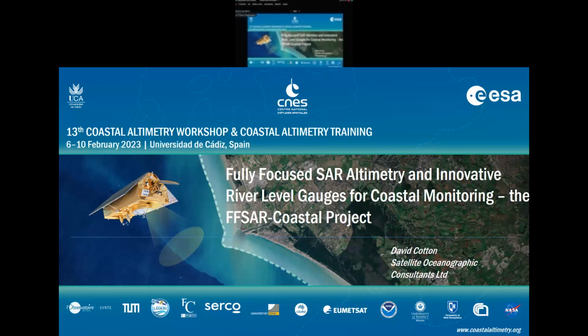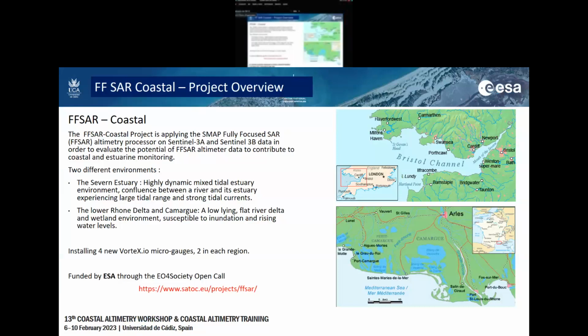But basically, they're easily deployable. They have a small footprint and are a new approach to this. So the objective of this project is to look at how fully focused SAR processing might be beneficial in a coastal monitoring system.